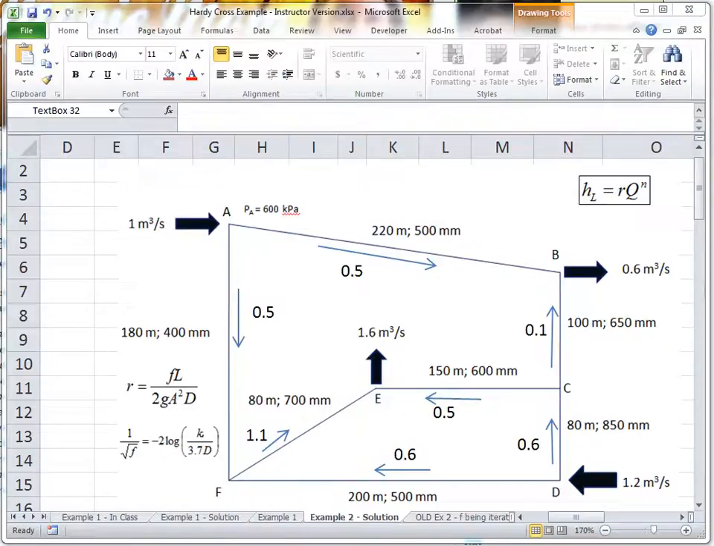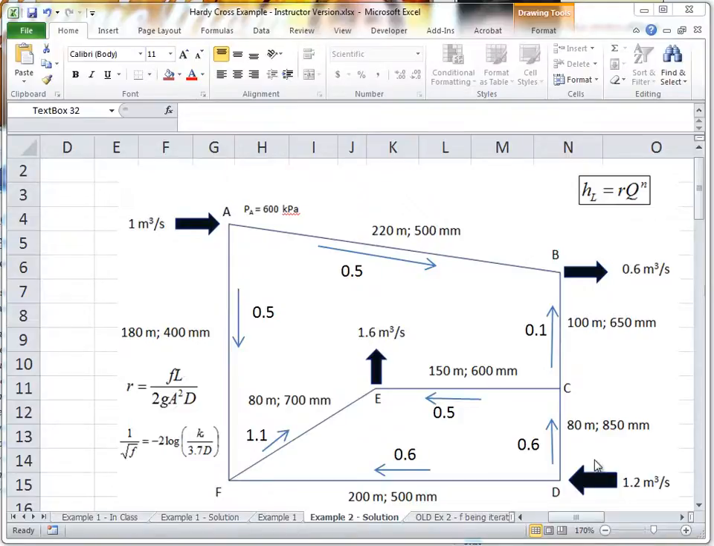Here's the example. I'm going to work through the solution. Starting off, we look at the flow balance. Now remember, as long as continuity is satisfied at each junction, your flow balance can be anything you want it to be. I took sort of the easy route, and I have 0.5 cubic meters per second coming here, 0.5 cubic meters per second, because what comes into A has to go out.